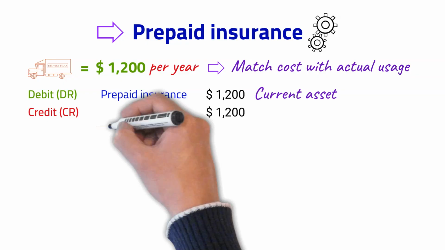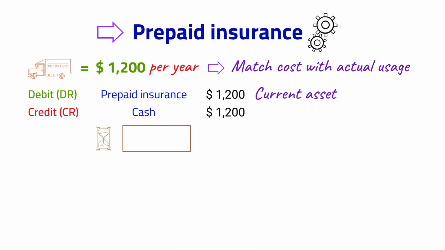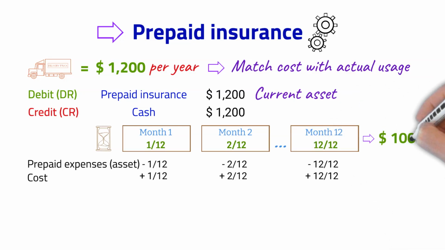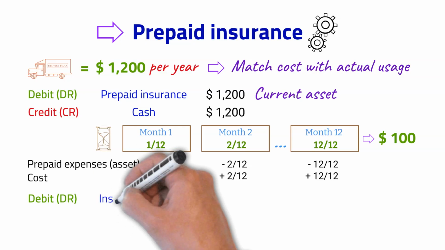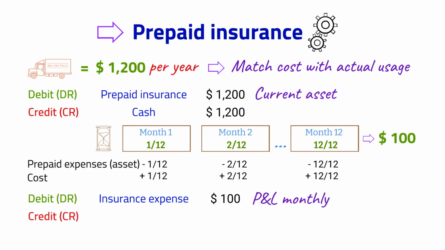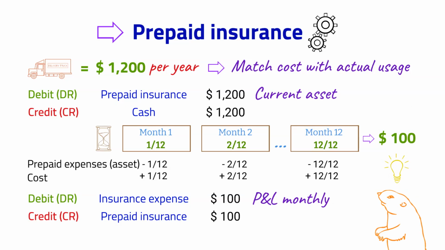Then each month we recognize expense to match the service with the period where we receive this service. That would be 1/12 of the full amount or 100 per month. Debit insurance expense 100 in the P&L, credit prepaid insurance 100 to decrease the balance of the asset as we utilize it. And we continue so for 12 months until we run out of the full prepayment of 1,200.